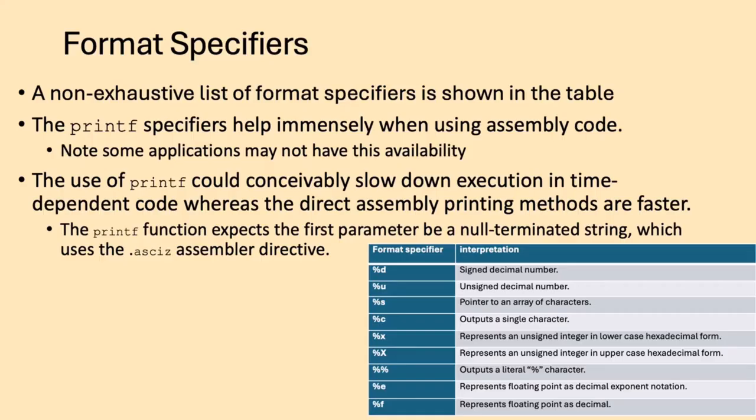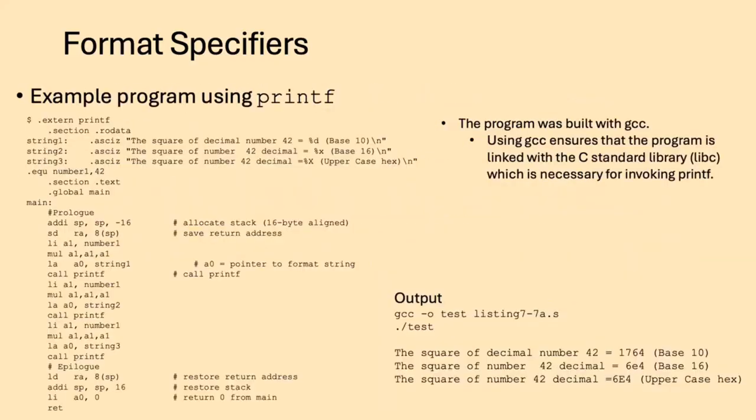The more common format specifiers are shown in the table. C programmers are already familiar with these. Performance-critical routines might decide to avoid them as real-time applications might find them too slow, but in general, the benefits outweigh any downside. We can see that using printf or scanf is much simpler than printing with pure assembly. Note that the program is compiled with GCC, which incorporates the C standard library, and this includes printf, as well as many other functions.